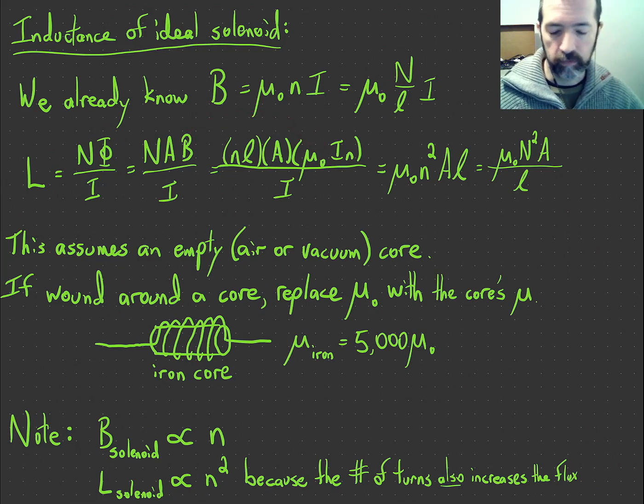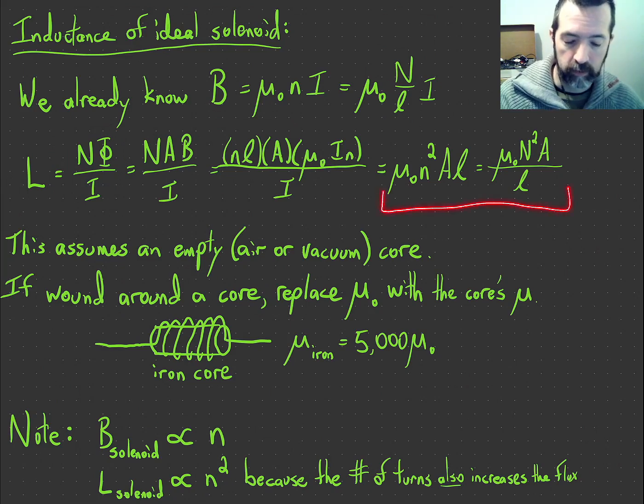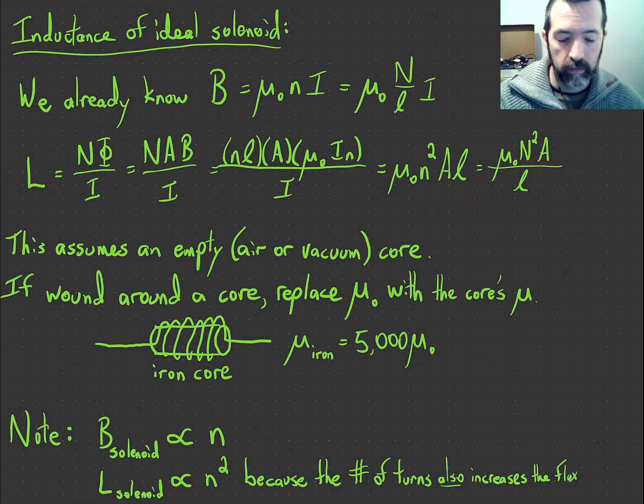And so if you consolidate your factors, simplify a little bit, you get these two expressions. One of them's in terms of big N and the other one in terms of little n. So that's specifically for an ideal solenoid.